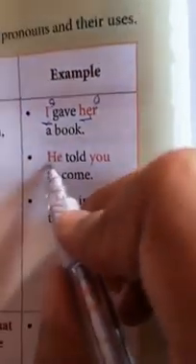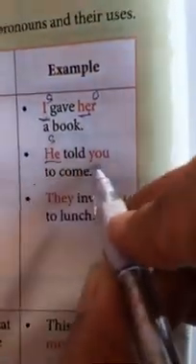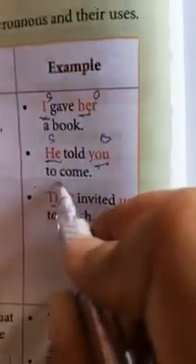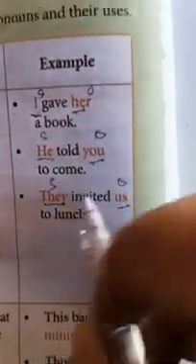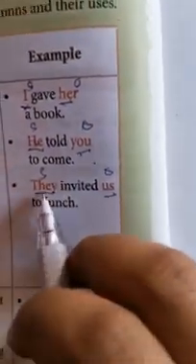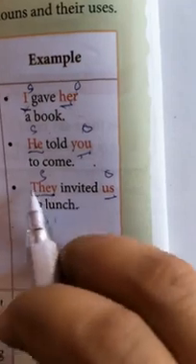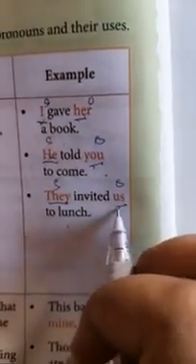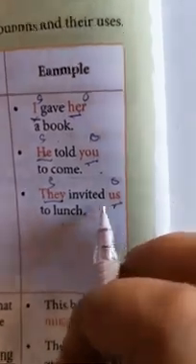So this I is used as a subject, and her is the object. He is again subject, you is object. They is subject, us is object. It is read as: I gave her a book. So I is the subject who is talking. He told you to come, so he is the subject and you is the object. They invited us to lunch. So they are the subject and us is the object. Understood? Now let's see the book exercises.